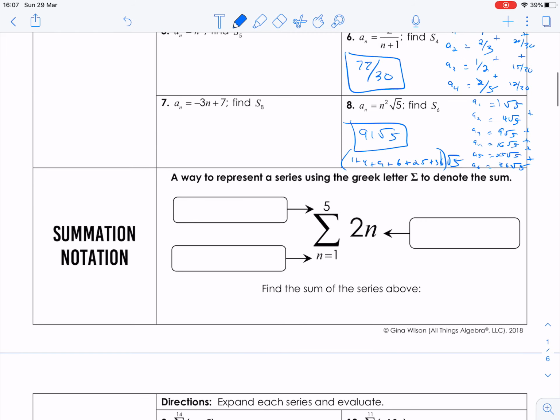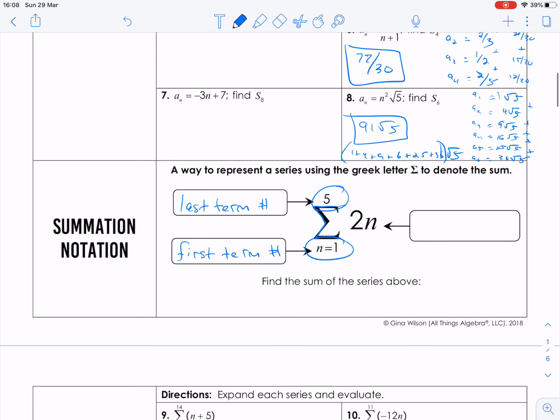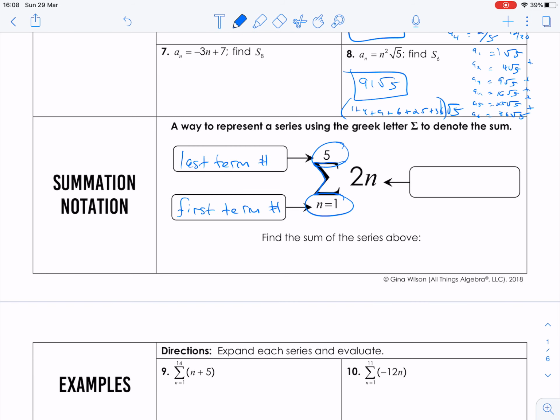Now we'll learn about this guy, the sigma. This is called the sum symbol. On top, this is going to be your last term number. The bottom will be your first term number. And this whole thing is going to be the formula for the sequence.